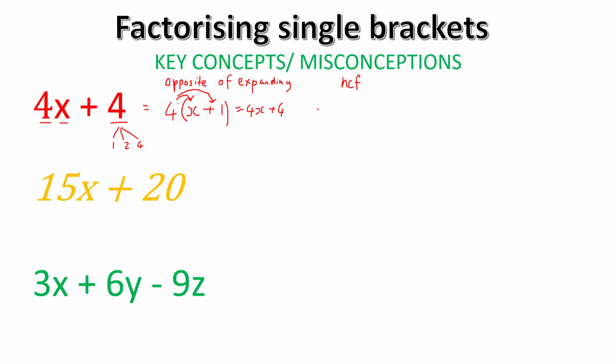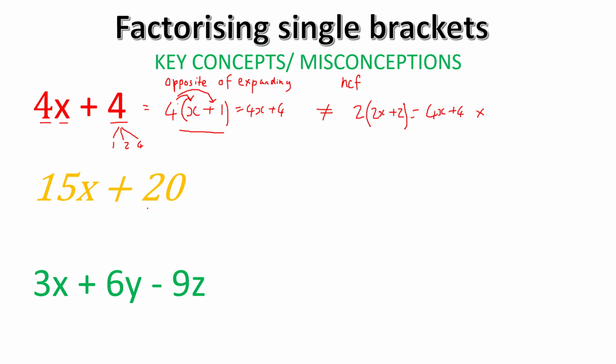Now, this is a common misconception: you might think the highest common factor is 2, and then you can write 2x plus 2 here, and if you expand that, that will still be 4x plus 4. But that's not correct, because that's not fully simplified, because this is the correct one. That's just the rules of factorising.